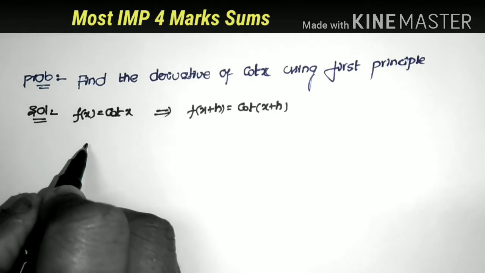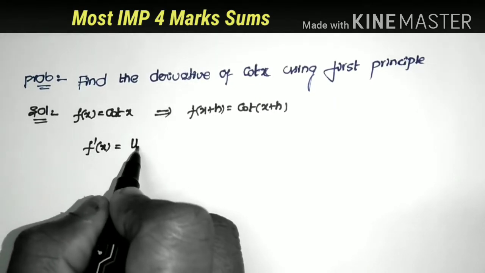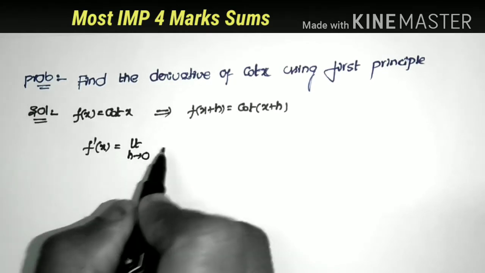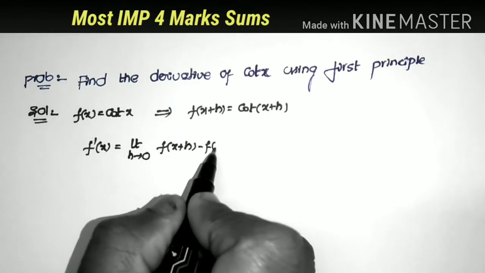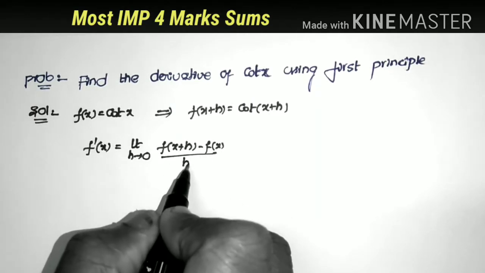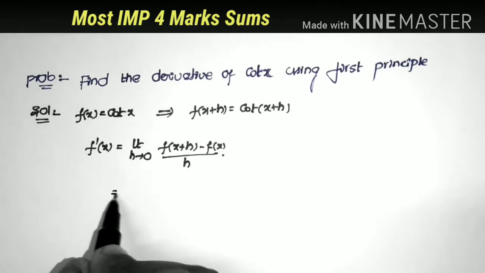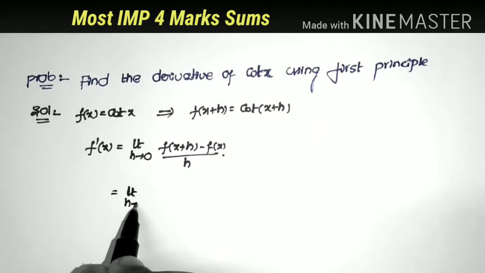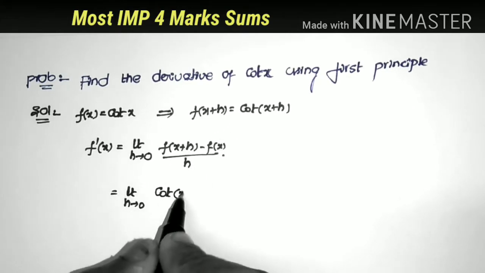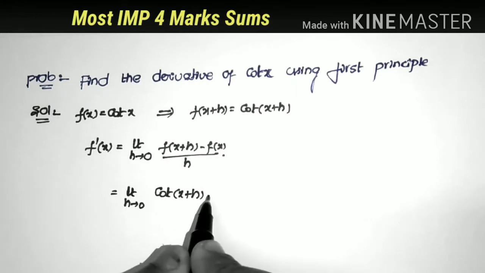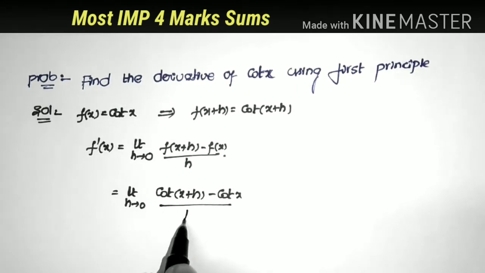Now taking the first principle formula. Now this is the first principle formula: f dash of x is equal to limit h tends to 0 of f of x plus h minus f of x by h. So this is the formula of the first principle. Now substituting the values. So this is equal to limit h tends to 0, f of x plus h is equal to cot of x plus h, cot of x plus h minus f of x, which is cot x, whole by h.